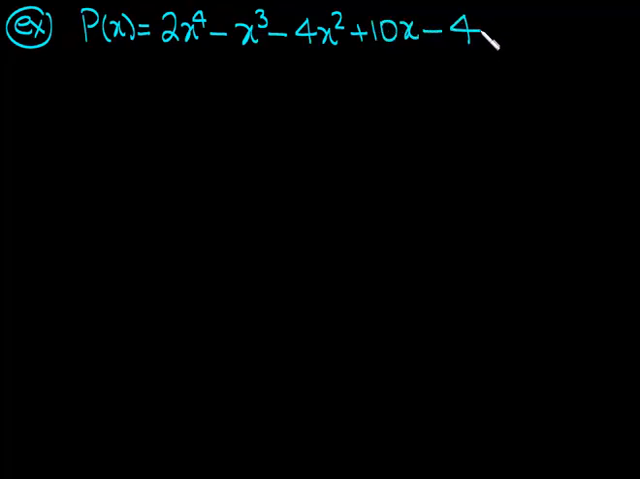So let's say I have p of x is equal to, let's see, find something big, 2x to the 4th minus x cubed minus 4x squared plus 10x minus 4. Okay, this polynomial we cannot factor or anything. If we could, we would just factor it and find the zeros much quicker.